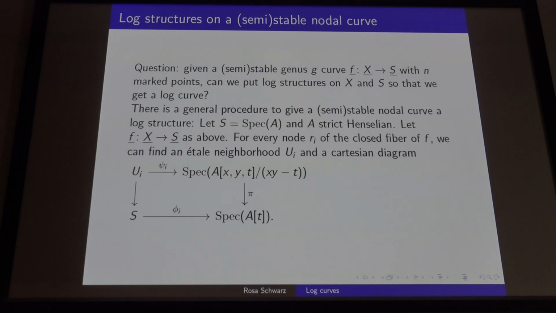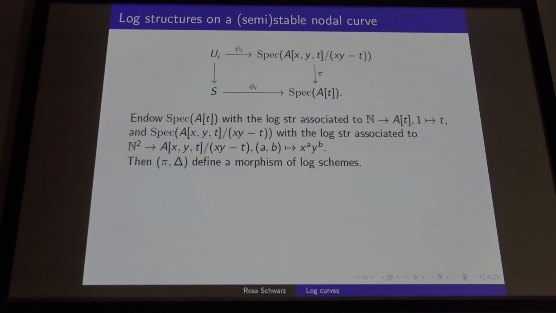And well, there is a procedure, and this is given over a strictly Henselian ring. Apparently this is enough. And then we do what we sort of expect to do. We consider around a node a neighborhood, so that it looks like the spectrum of our new favorite ring. And I think this diagram is also on the next slide.